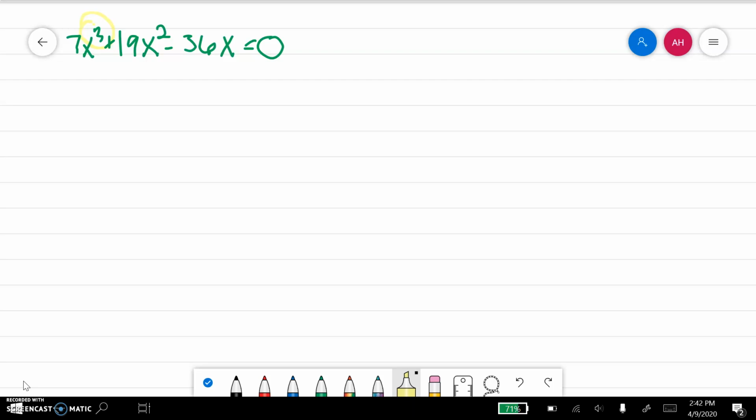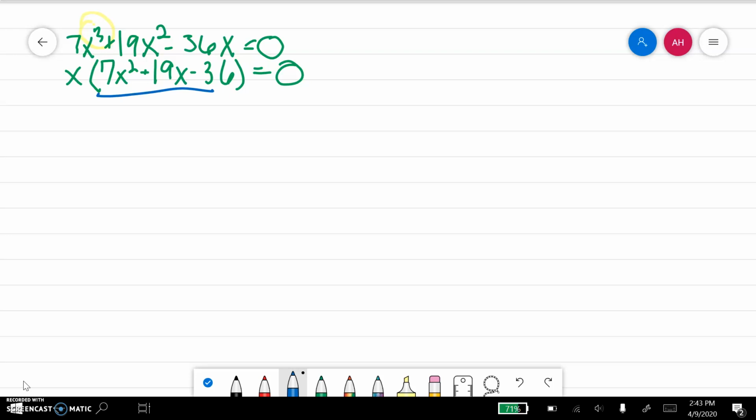So the first thing I'm going to do is factor out a greatest common factor. They all have an x in them, so I'm going to take an x out. So we take out x, we have 7x squared plus 19x minus 36. Alright, then we're going to look at what's in the parentheses to factor that.